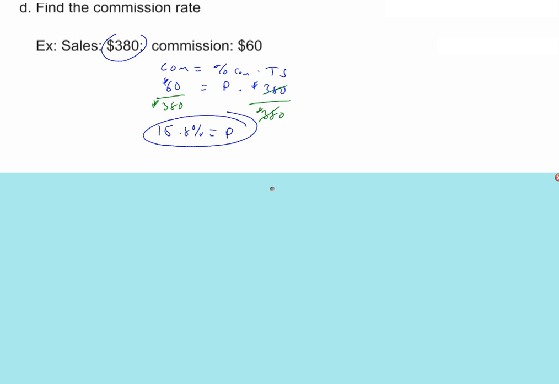25% is $95. I better be below 25%. And I am. And that's about all I need to do for the MAMS. I'm in the ballpark. I like the answer.